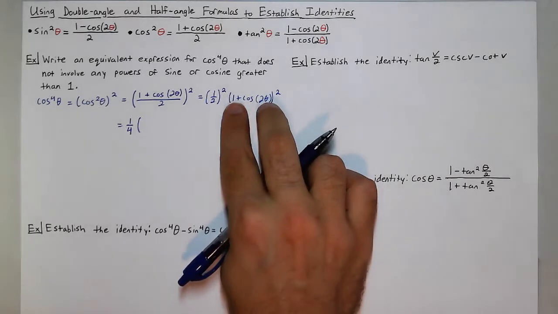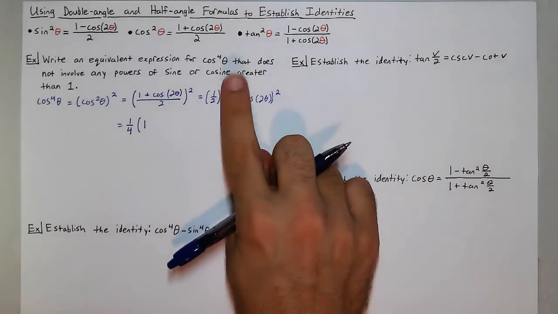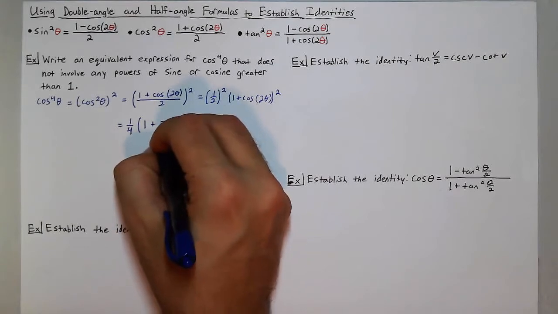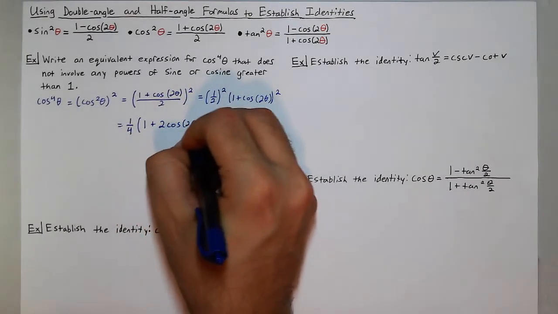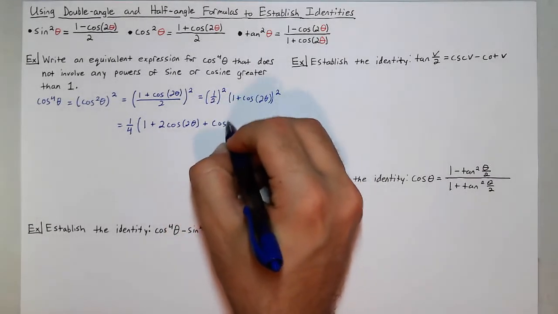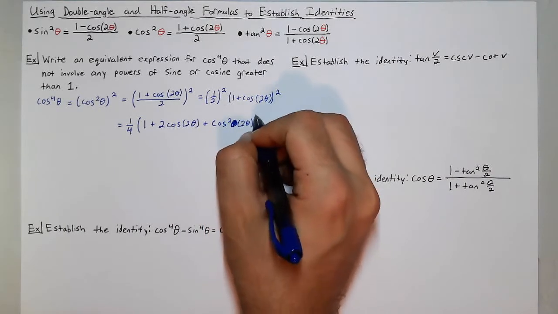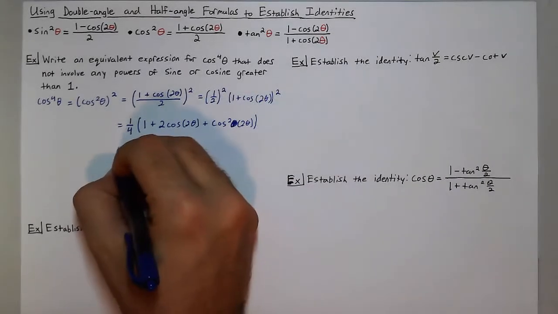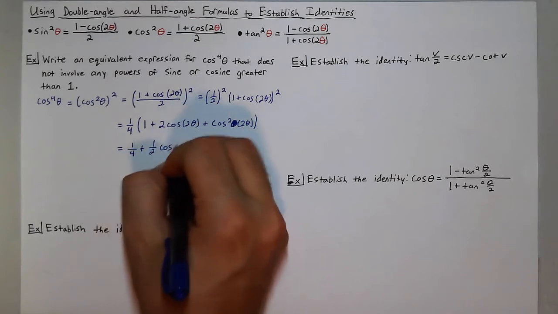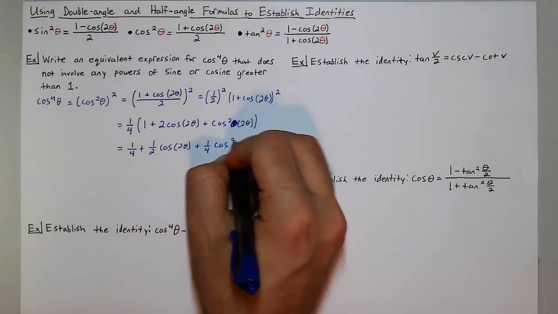is a binomial squared, so I could square the 1, giving me 1. Then I can double 1 times cosine of 2 theta since they're going to be multiplied together twice. So it'll be plus 2 cosine of 2 theta. And then it'll be cosine squared of 2 theta since it'll be multiplied by itself. And then I could redistribute that 1/4, giving me 1/4 plus 1/2 of cosine of 2 theta plus 1/4 of cosine squared of 2 theta.